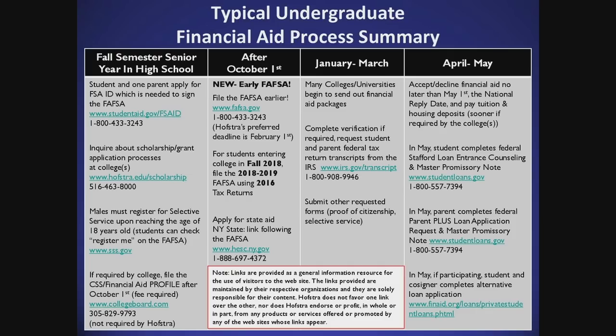In May, the student will complete their Stafford Loan Entrance Counseling and Master Promissory Note, and the parents can complete the Federal PLUS loan application. If you are choosing to apply for an alternative loan, you can begin to fill out those applications as well.